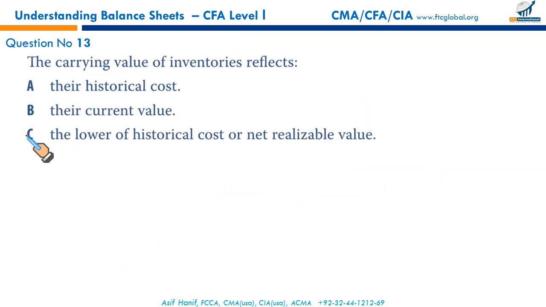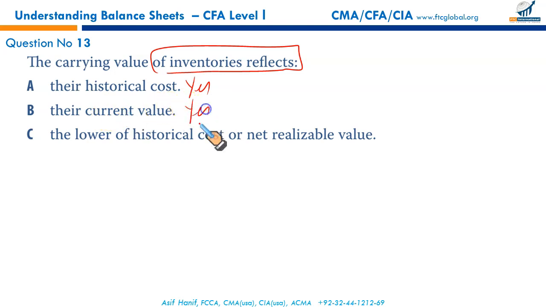Next, the carrying value of inventories reflects what? Do we take our inventories at historical cost? Yes. Do we take our inventories at current values? Yes, in some circumstances. Then what should be the right result? Lower of cost or NRV, which takes in the current value.